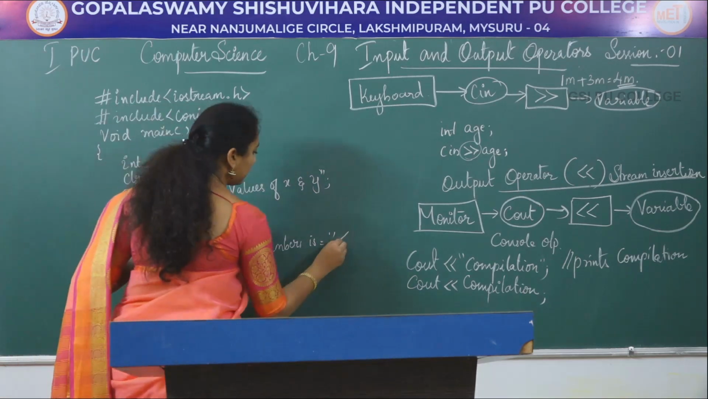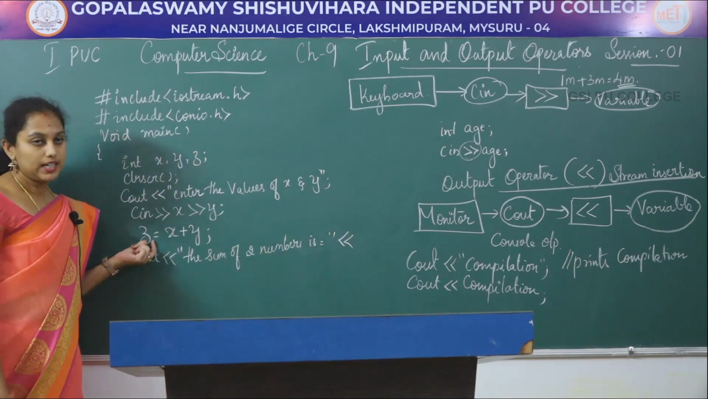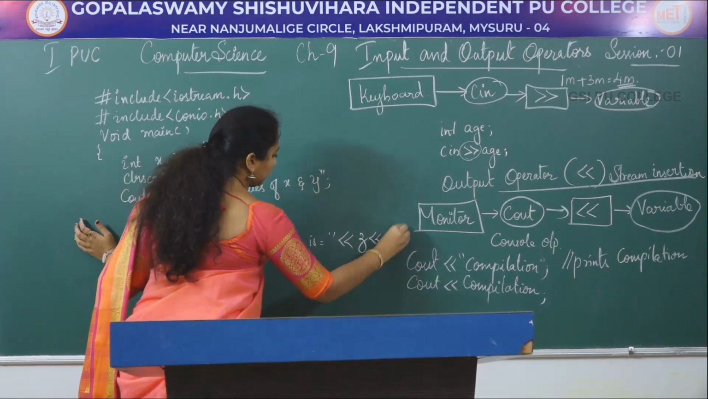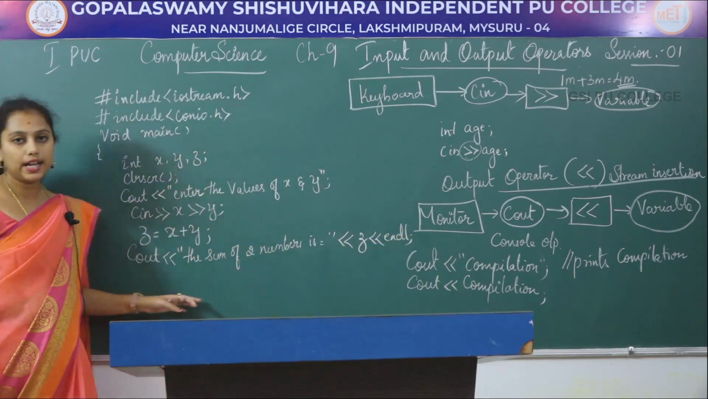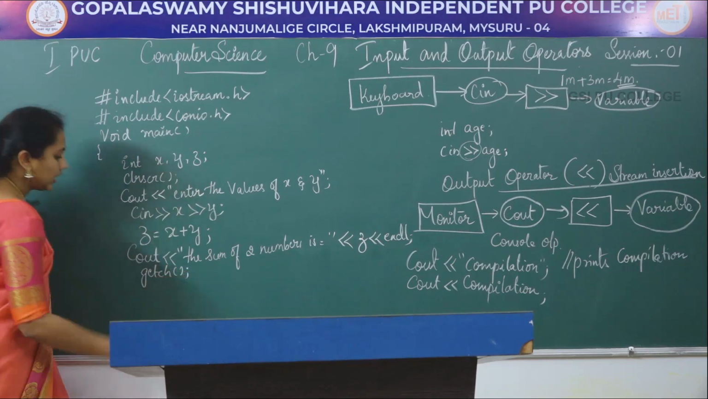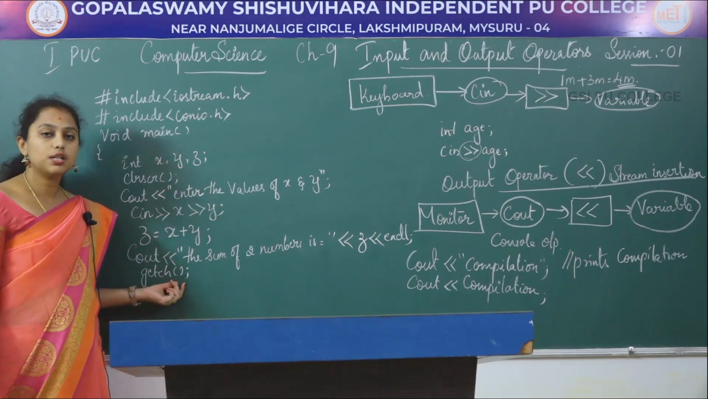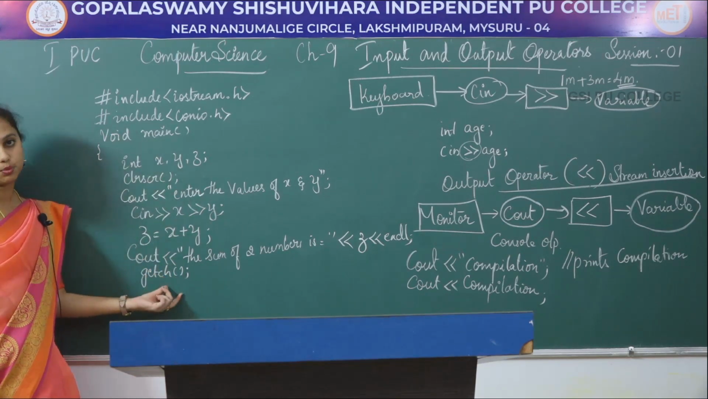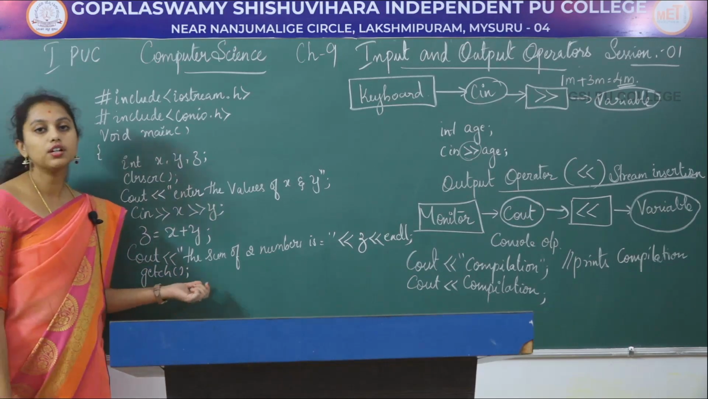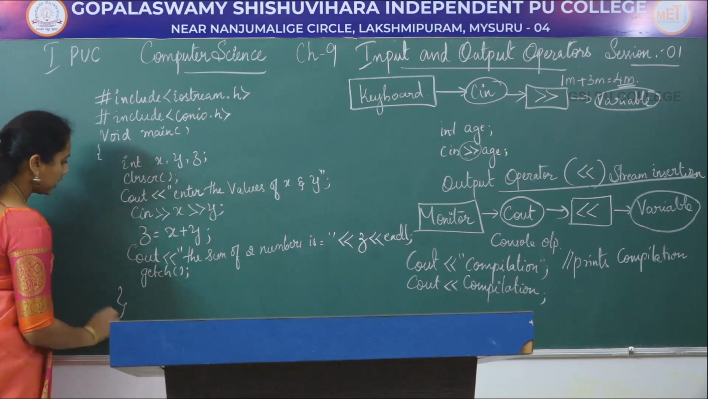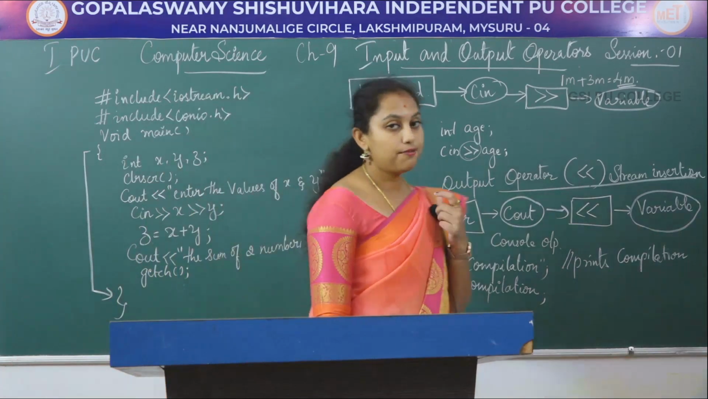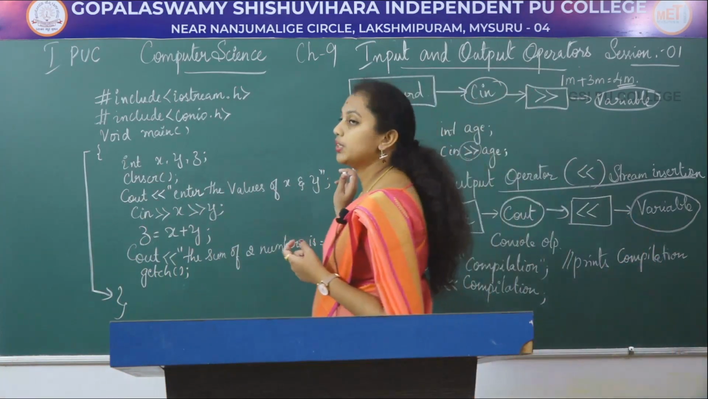So I want to print the value of Z. That's why I am returning it as it is. Endl represents the end of the line. The getch function is used until the user presses any key on the keyboard. It holds the output screen until the user presses any key on the keyboard. Close this main function. So this is a program to find the sum of two numbers.